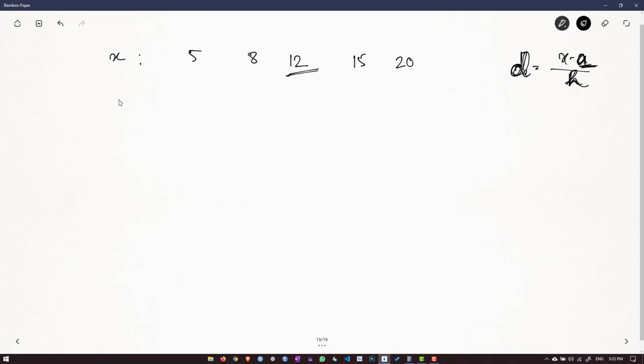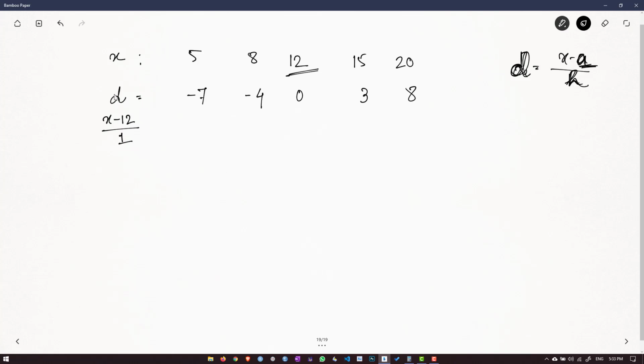So let's find out what will be the value of d. So basically d is nothing but x minus 12 divided by 1. So we are taking h equal to 1 because these numbers obviously are not divisible by a common number. So we will just simply subtract 12 from all of them. So this will be minus 7. This will be minus 4. This is 0. This is 3. And this is 8.